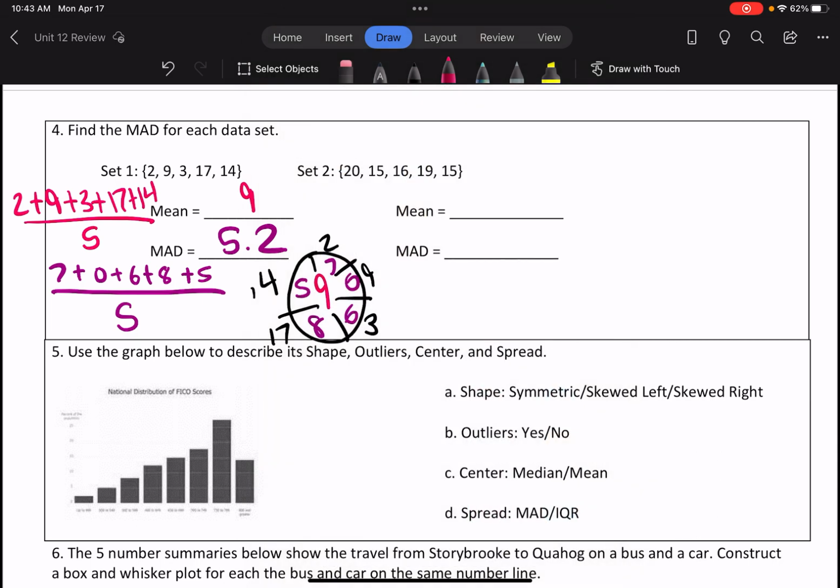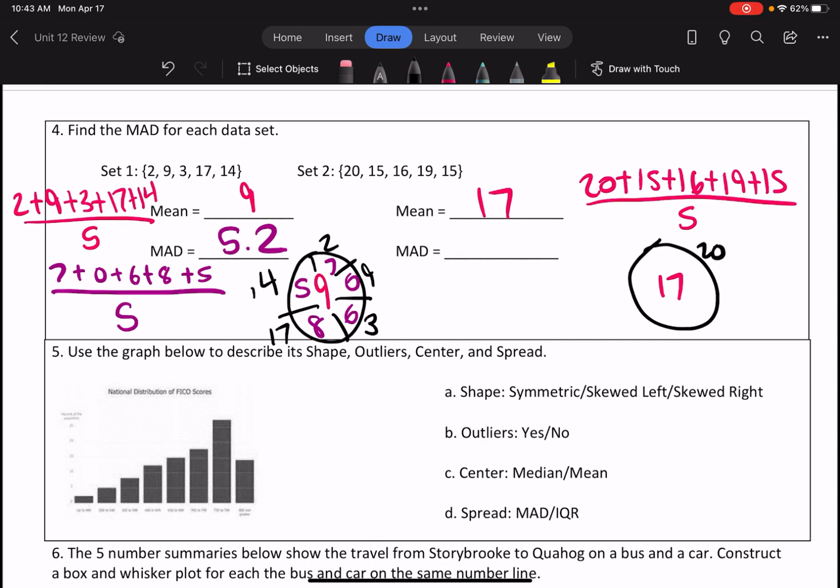We're going to do the same thing with data set 2. We're going to add up the values, so 20 plus 15 plus 16 plus 19 plus 15, and that's 1, 2, 3, 4, 5 data points again. So 20 plus 15 plus 16 plus 19 plus 15 gives us 85. Divided by 5 gives us a mean of 17. So 17 is going to go in the middle of my clock, and I'm going to put 20, 15, 16, 19, and 15 around my clock, and I'm going to find these distances.